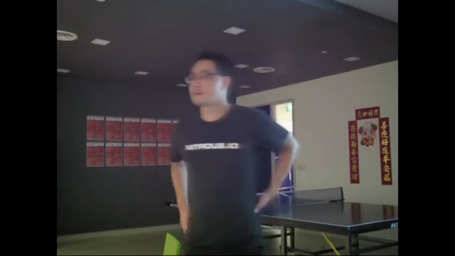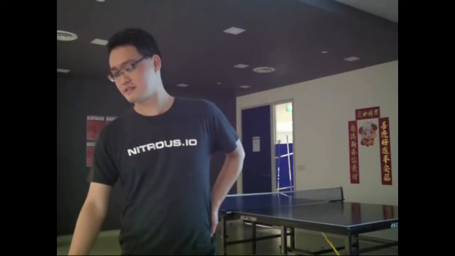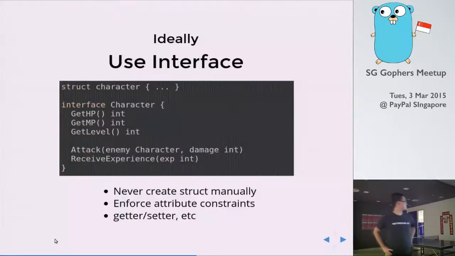By the way, I'll point out the getter and setter methods, right? By convention, there should not be a get something. Like for HP and so on, it should just be HP. And if you want to set something, then you do a set. Okay, HP. Yeah, that's good.